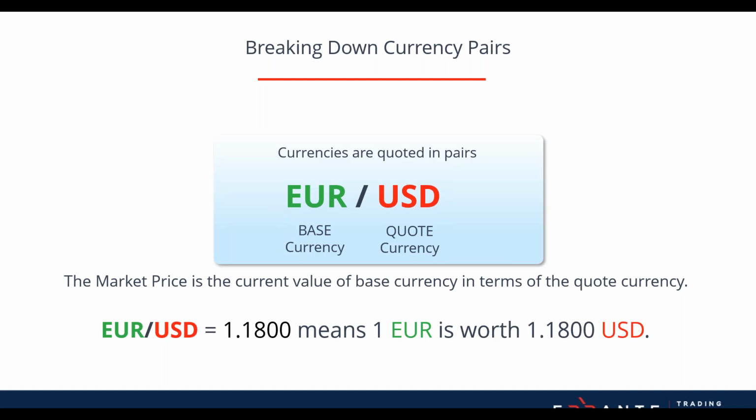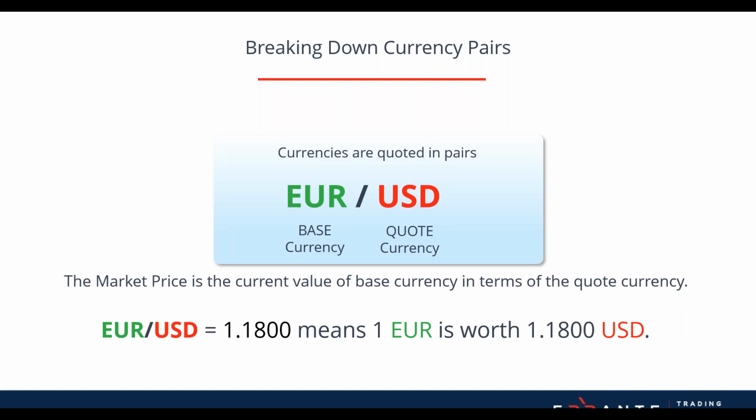In other words, the price you see is essentially the value of the base currency in terms of the quote currency. And now, why is this important? Knowing the base and quote currency helps you understand the direction of your trade. If you're going long or buying the pair, you're speculating that the base currency will strengthen against the quote currency. Conversely, if you are going short or selling the pair, you're betting that the base currency will weaken against the quote currency.